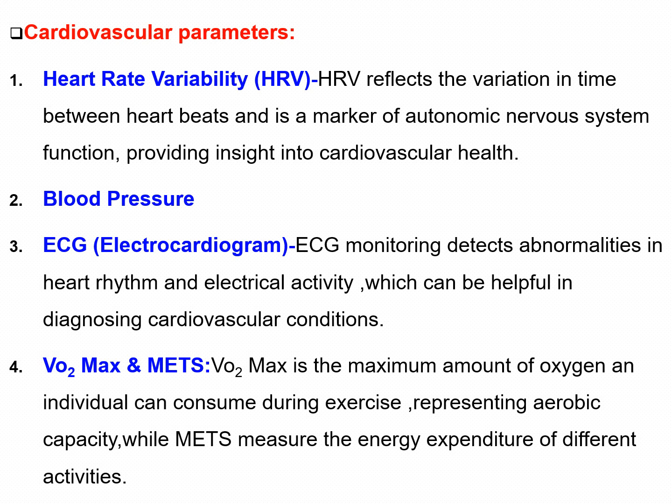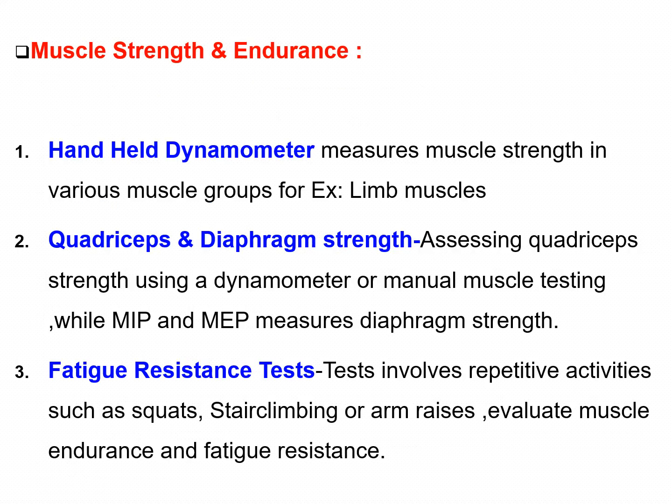Now we'll see section number 7, that is about muscle strength and endurance. So handheld dynamometer is very commonly used, and it measures the muscle strength in various muscle groups, for example limb muscle, especially your hand grip strength. The second one, quadriceps and diaphragm strength. So assessing the quadriceps strength using a dynamometer or manual muscle testing, while MIP and MEP measure the diaphragm strength, which we have seen in the previous few slides.